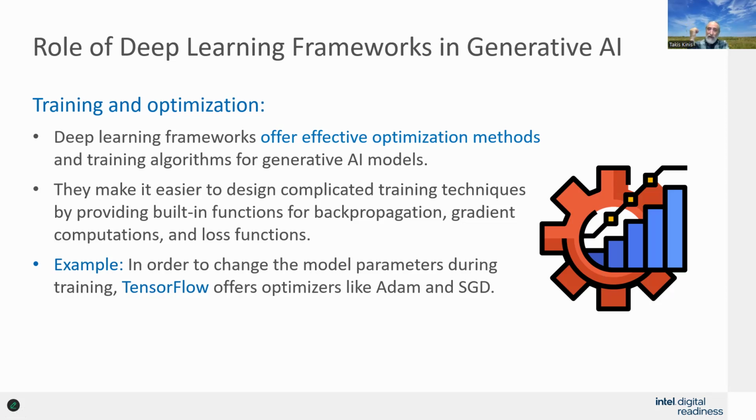Deep learning frameworks offer effective optimization models, right, for generative AI models, right? So if we're going to try to do generative AI and we already have things optimized in a network or whatever, it really helps us to accelerate. Built-in functions for backpropagation, gradient computation, and loss functions. It says in order to change the model parameters during training, TensorFlow offers optimizers like Adam and SGD, right? So we can apply those.